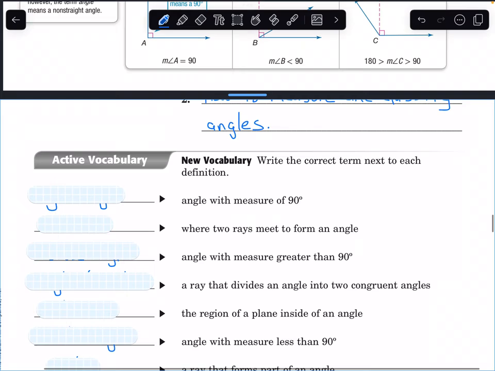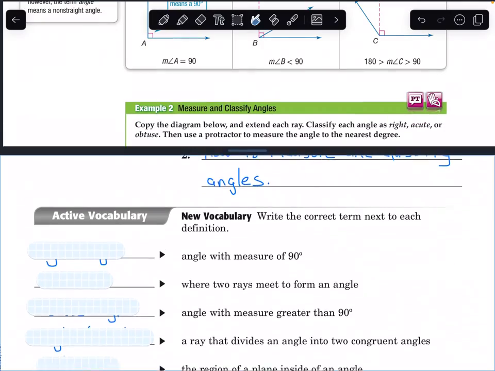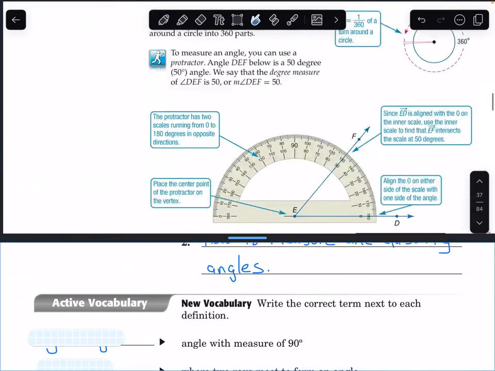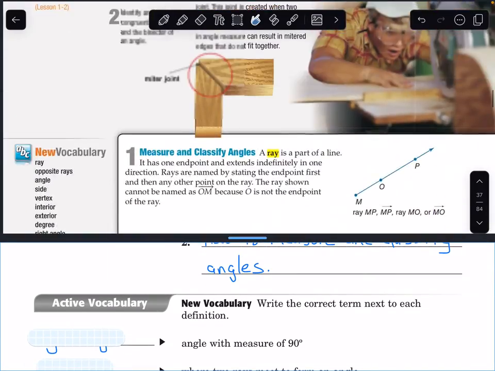For our vocabulary section here, we are actually going to match the vocabulary in a way. We already have definitions given. We need to write the correct term next to each definition. So let's return to the beginning of the section and start reading.